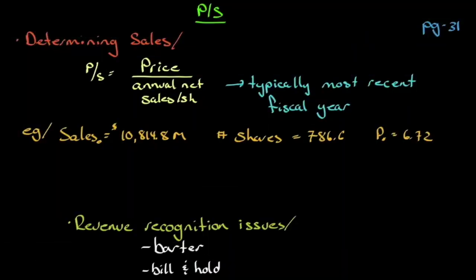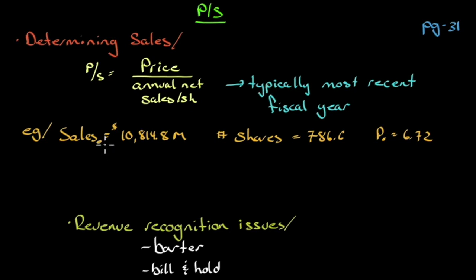So let's take a closer look at our denominator here. We know our denominator is sales per share. So let's deal with that, and then we'll talk about, well, what do we mean by sales? So the price to sales ratio is the price that we can observe in the market divided by our annual net sales per share. And so we're typically looking at our most recent fiscal year. You can look at the last 4 quarters, but typically when we look at a price to sales ratio, it's the most recent fiscal year.